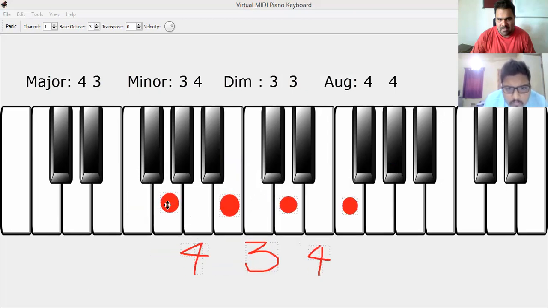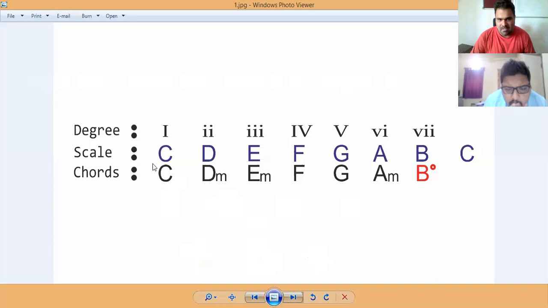But when I do it from G, it is no longer 4, 3, 4, but it is 4, 3, 3, which creates a very different type of sound. That's why when I play from G, we get a G seventh chord. That's what I explained to you, right? So let's look at this once again.